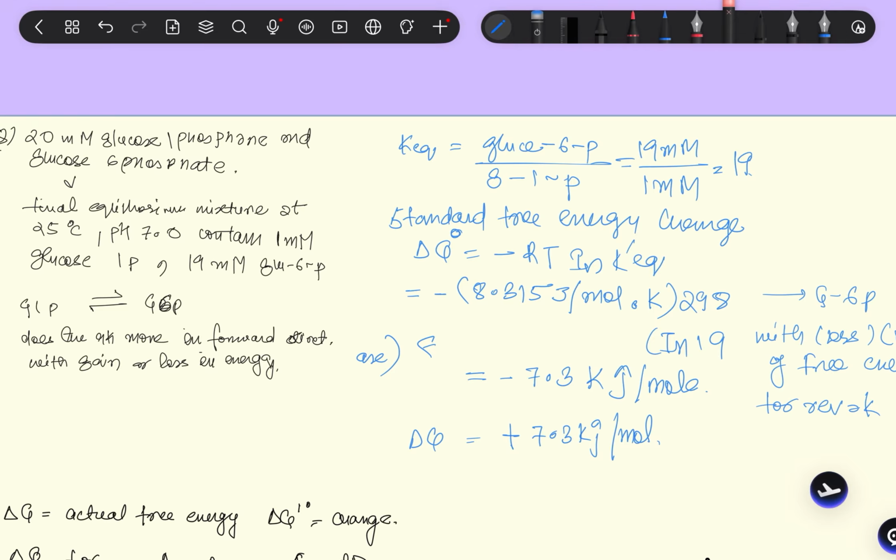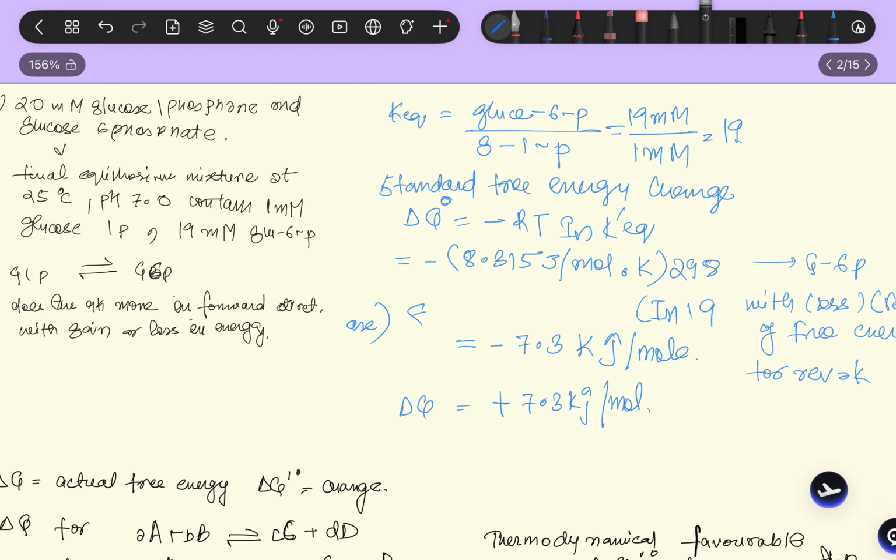Okay, so the first important thing is that you should know how to calculate K equivalent, right? It is the product divided by the initial substrate. For example, if you have 20 millimolar of glucose 1 phosphate and the final product is glucose 6 phosphate, then K equivalent is glucose 6 phosphate divided by glucose 1 phosphate. That is 90.